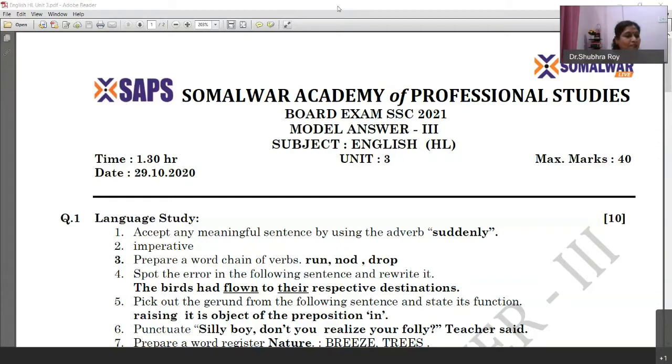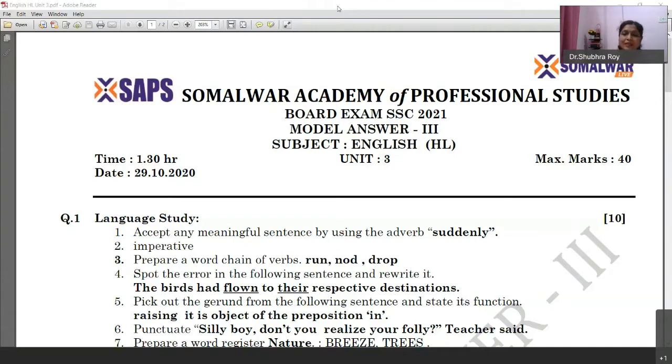Okay. The fourth question is spot the error in the following sentence and rewrite it. The sentence was the birds had flew to there respective destinations. So the corrections are underlined in the model answer. The birds had flown, FLOWN, to their, the spelling was wrong. So to THEIR, you had to correct the spelling here. The birds had flown to their respective destinations.